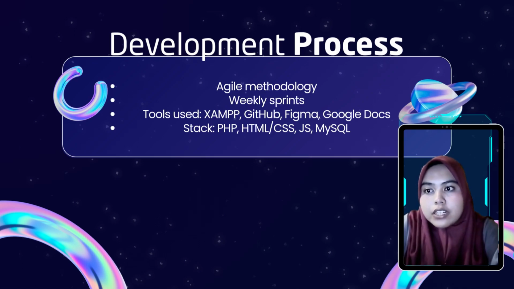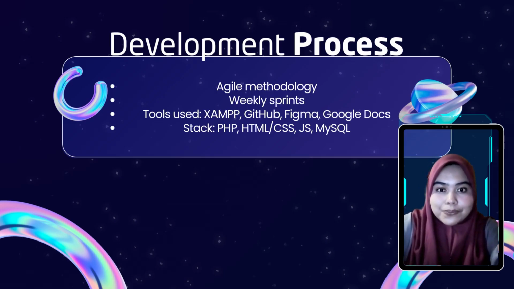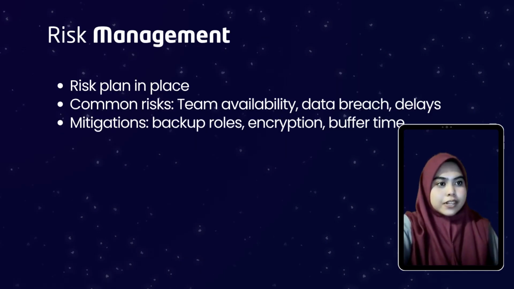Sprint 7 focuses on testing and bug fixes. Sprints 8 and 9 handle integration, polish and security. Sprint 10 wraps things up with deployment, documentation and closure. Each sprint started with planning, included informal syncs and ended with a review, helping us stay aligned and respond to feedback quickly. Next, for risk management.